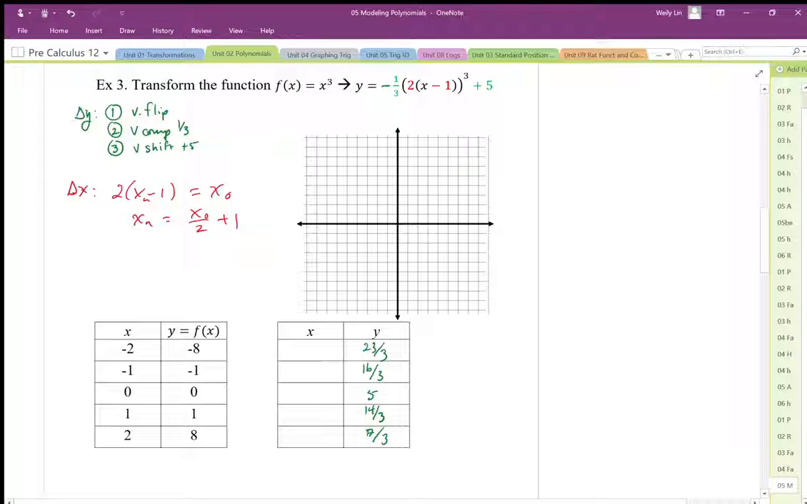So it's going to be -2 divided by 2 plus 1 is 0. -1 divided by 2 plus 1 is positive 1/2. Okay, so it's going to be positive 1/2. And then we ended up with plus 1, 3/2, and this becomes 2.